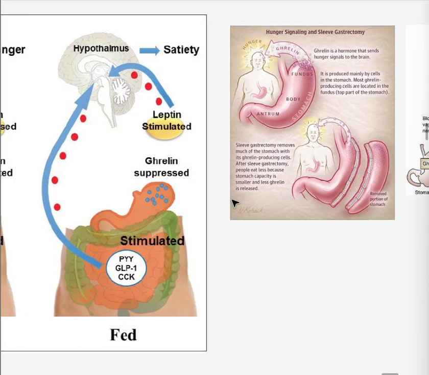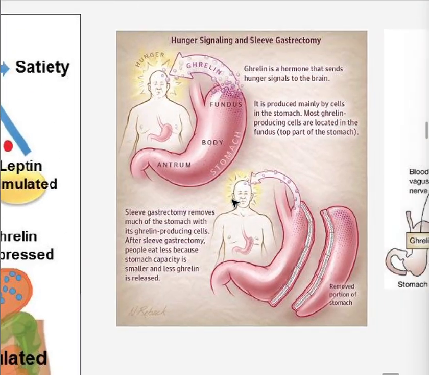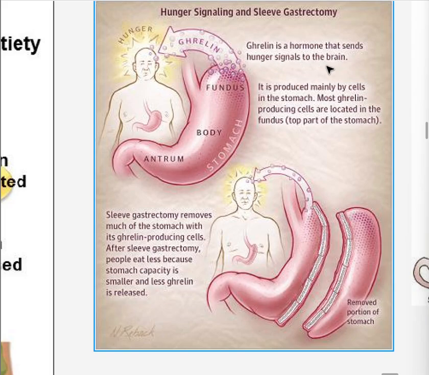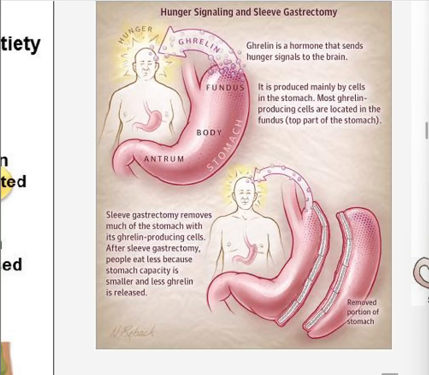Now, there's something called gastric bypass surgery. Ghrelin is a hormone that sends hunger signals to the brain. It's produced mainly by the cells in the stomach. Most ghrelin producing cells are located in the fundus part of the stomach. Sleeve gastrectomy removes much of the stomach with its ghrelin producing cells. So, after this surgery, people eat less because stomach capacity is smaller and less ghrelin is released.